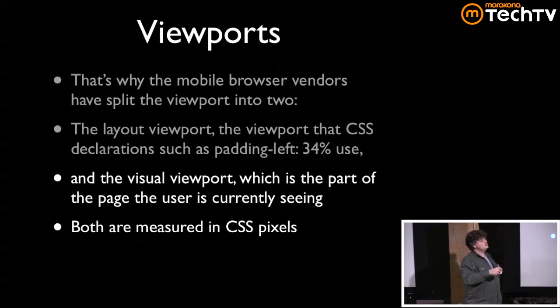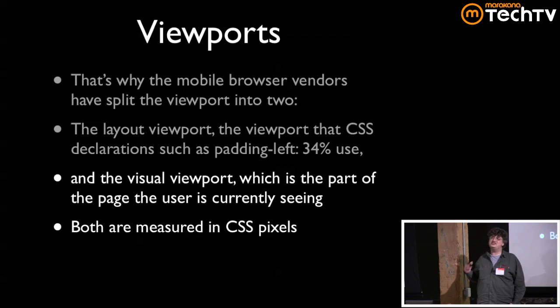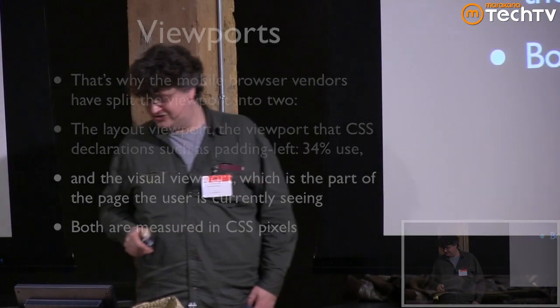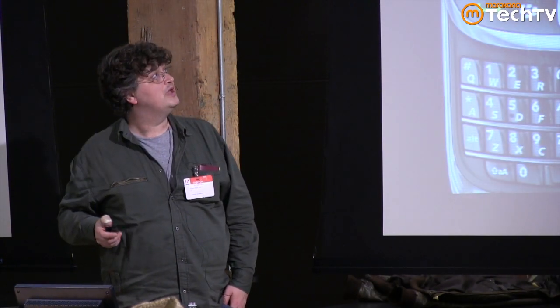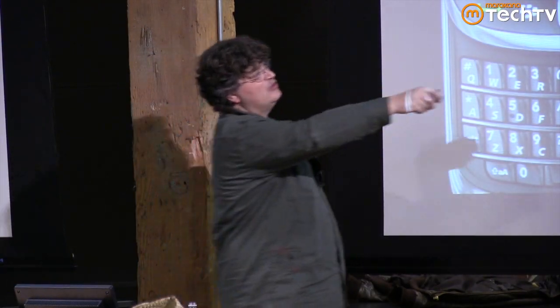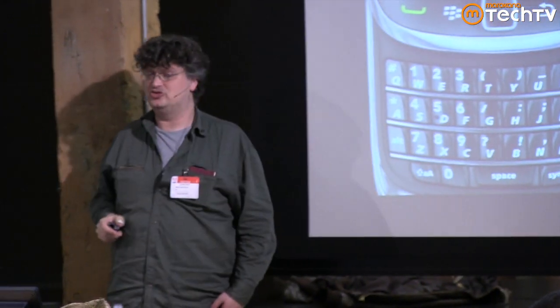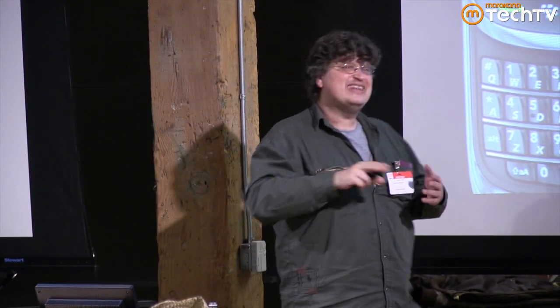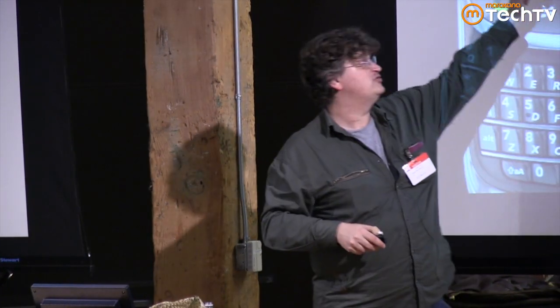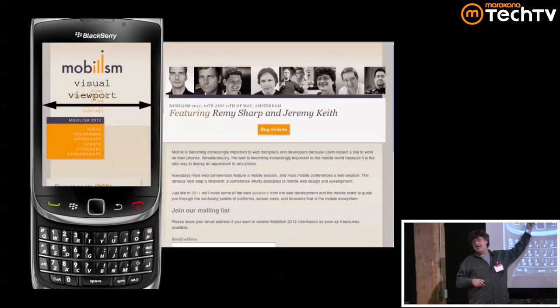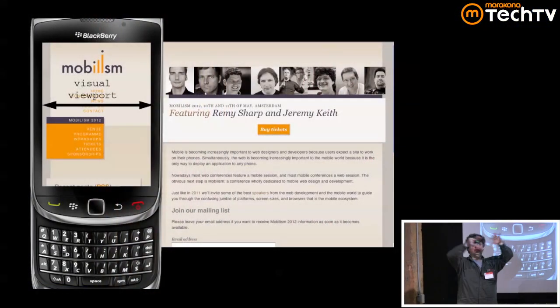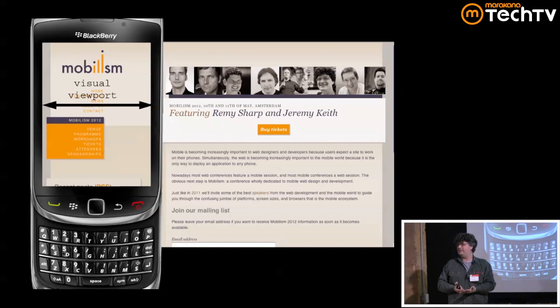The visual viewport is basically the part of the page the user is currently seeing, right? Both, by the way, are measured in CSS pixels. I'll get back to that in a bit. So basically, we have the layout viewport, which is used for CSS, and the visual viewport, which is just what the user is seeing. The trick here, of course, is that you can increase or decrease the size of the visual viewport by zooming.